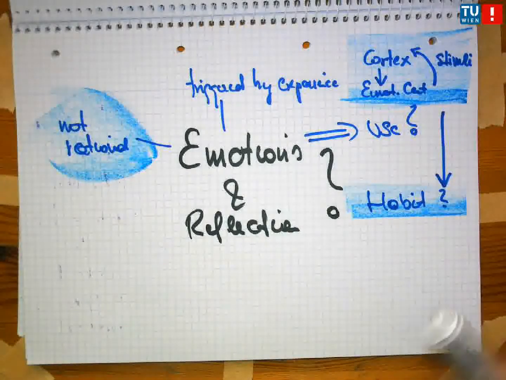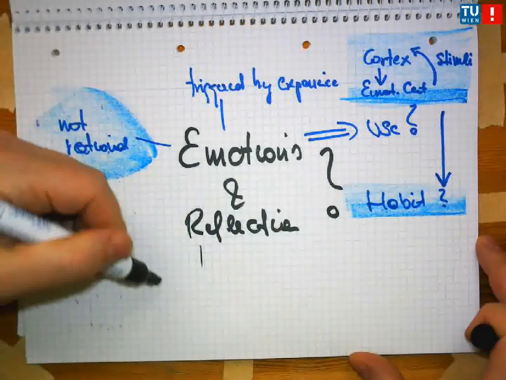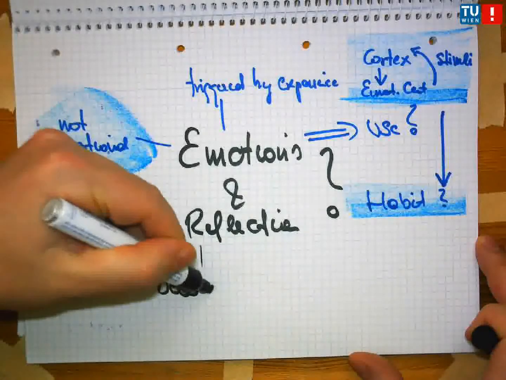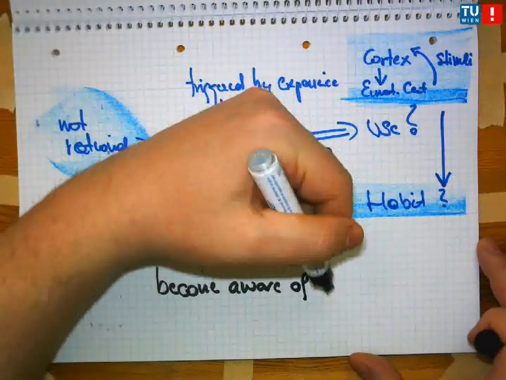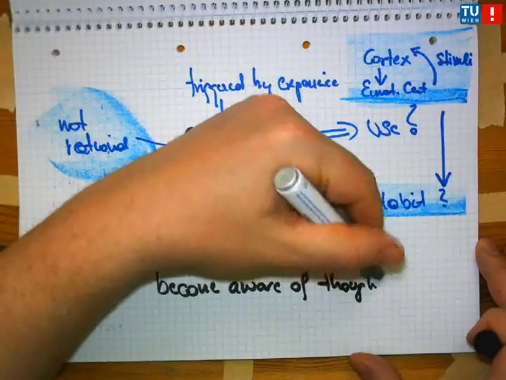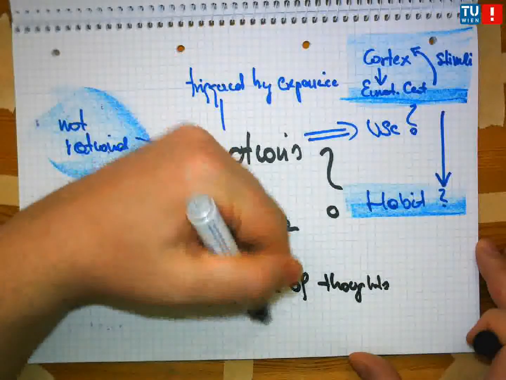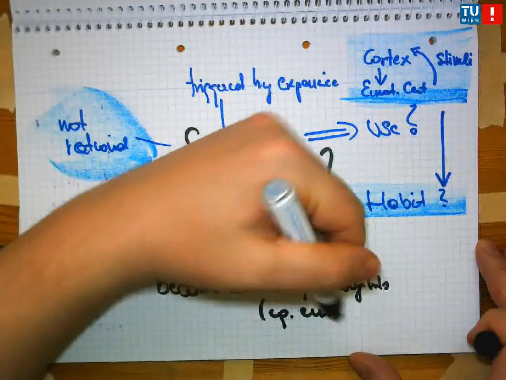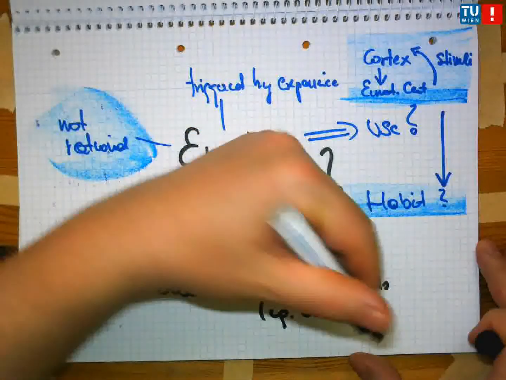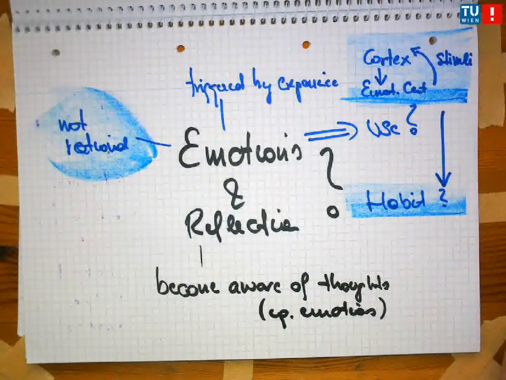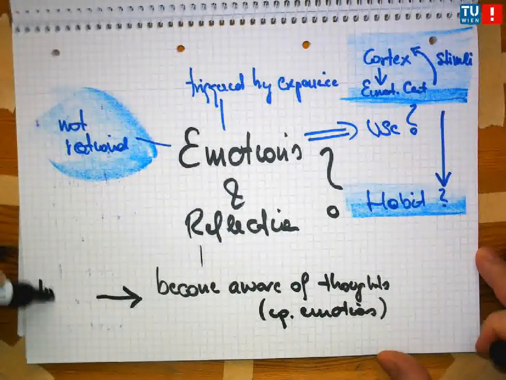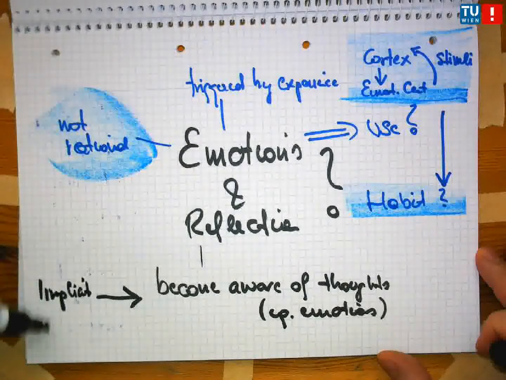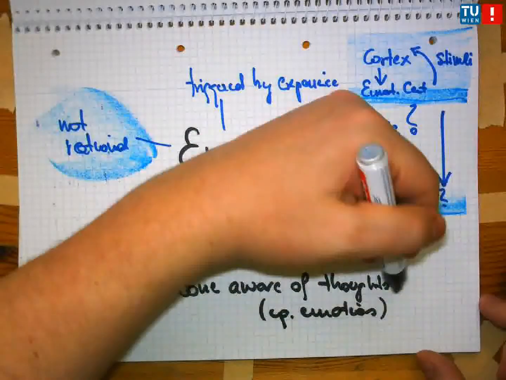Now, what is reflection? Reflection means that we become aware of thoughts, including emotions. What's the use of reflection? It is actually moving from implicit to explicit memory.